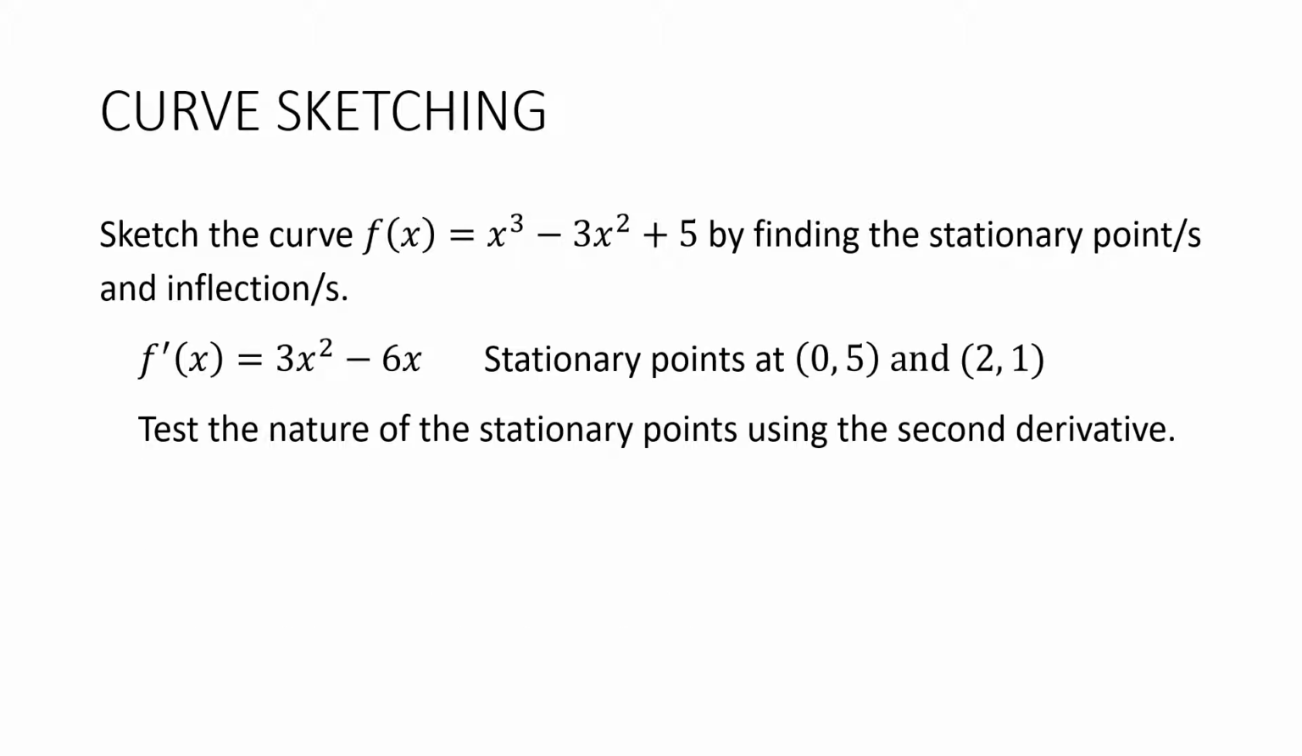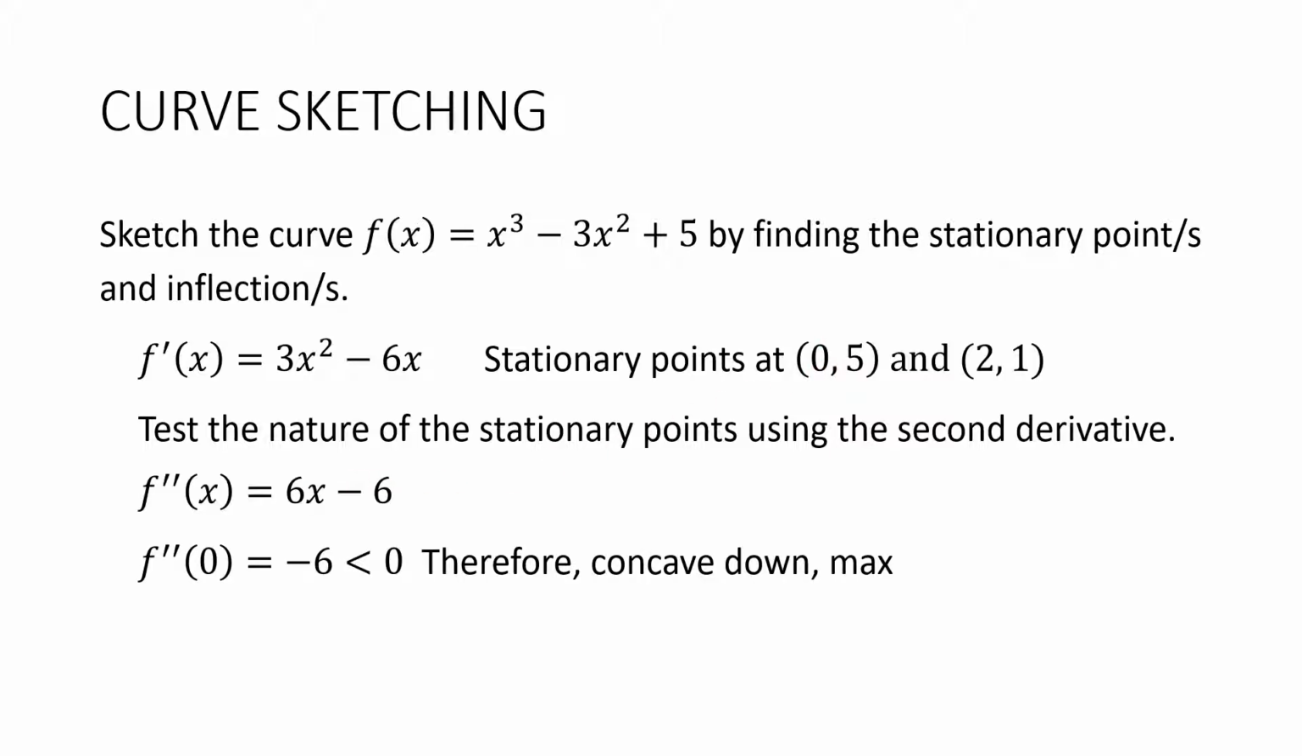Now we're going to test the nature of the stationary points using the second derivative. So this is new, we haven't done this yet. So let's find the second derivative. Okay, remember, if the second derivative is negative, it's concave down. If it's positive, it's concave up. So we can tell whether it's a maximum or a minimum by substituting in. We only need to substitute in the x value, so let's put 0 into here. So f double dashed of 0 is equal to -6, which is less than 0. Therefore, it's concave down, and so it's a maximum.